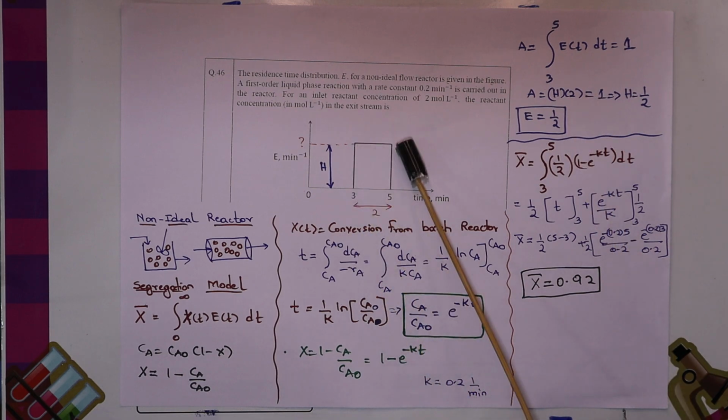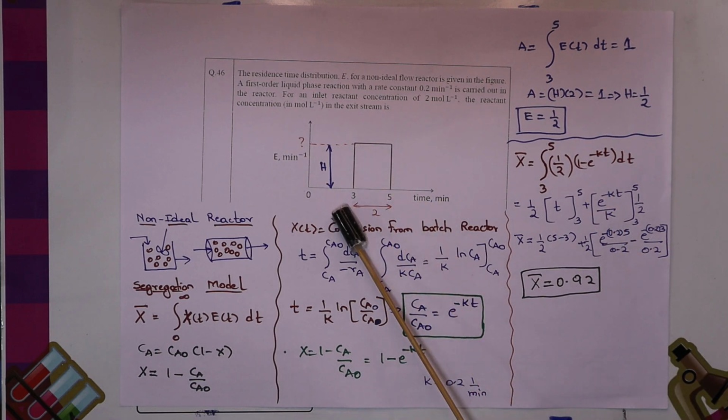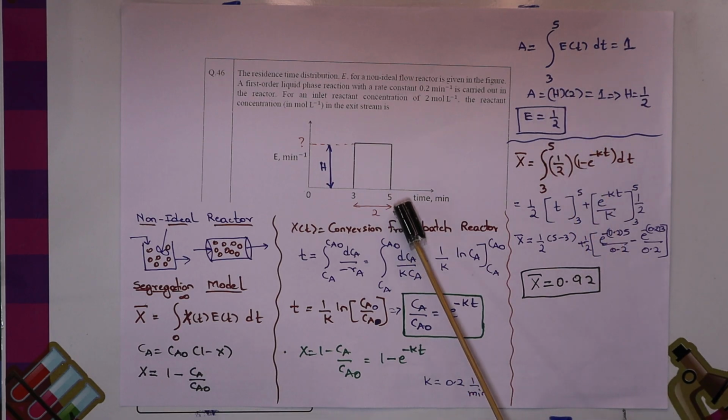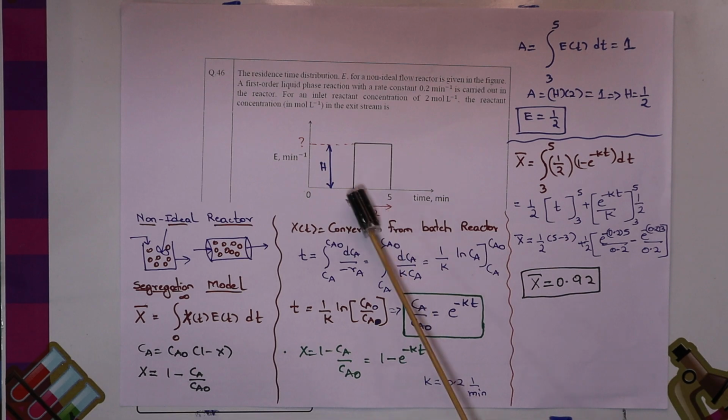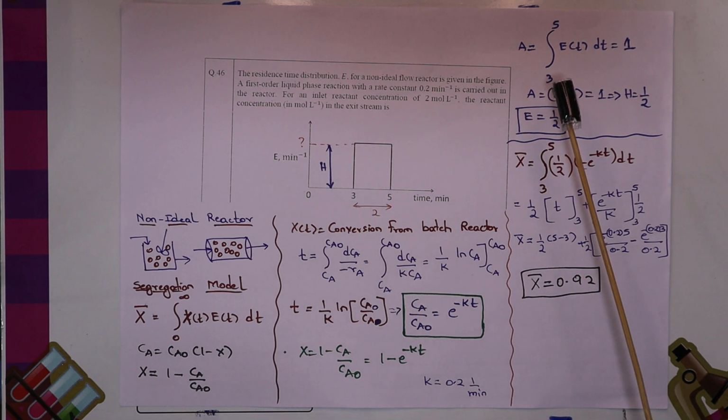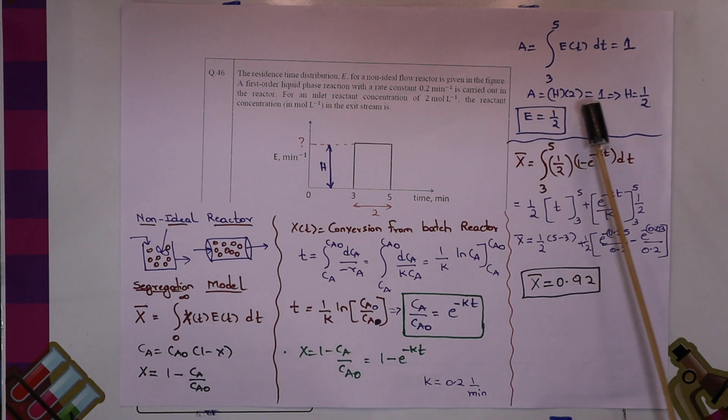And you know it's a kind of a rectangle. What is a rectangle's area? Area is nothing but height into width. This distance is 5 minus 3, which is 2. The height is assumed as h. So the area is nothing but h into 2, which is equal to 1.